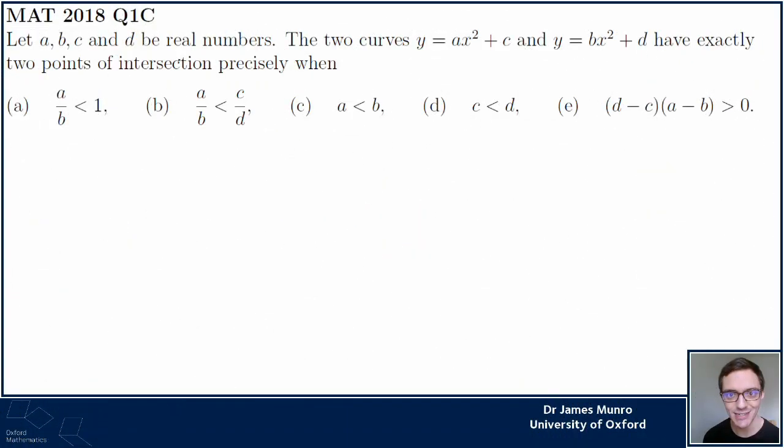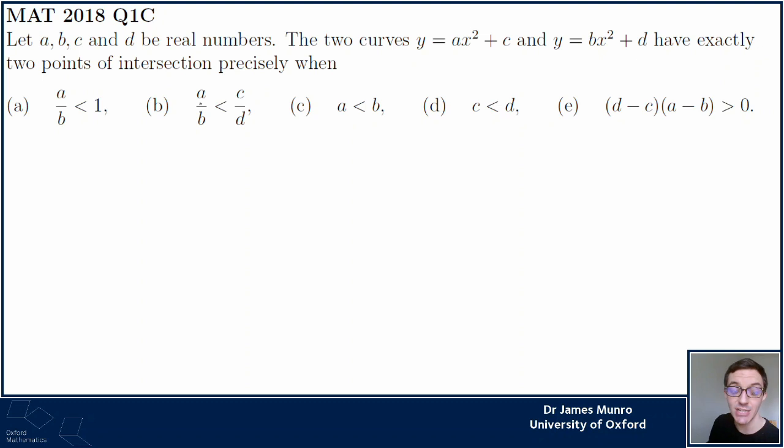Okay, 2018 question 1c. This is a question about parabolas. There were strangely quite a few questions about parabolas on Maths 2018. This is one of them. So we're given two curves, y equals ax squared plus c, that's some parabola, and y equals bx squared plus d. And we're asked when they've got exactly 2 points of intersection.